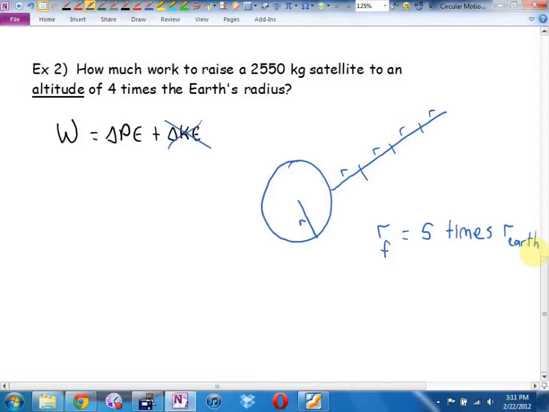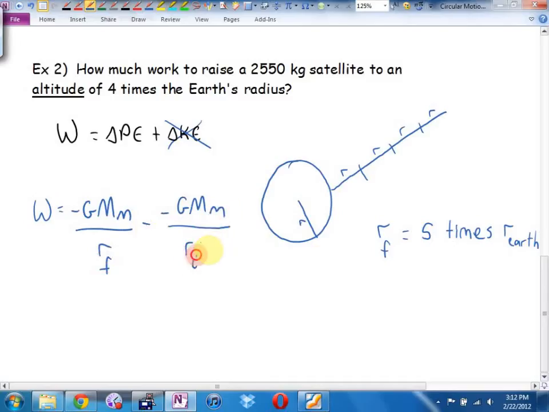Could you take it from here, Emily? It would be negative big G, big M, little m, all over R final, minus negative big G, big M, little m, all over R initial, where R initial is the radius of the Earth, 6.38 times 10 to the 6th. R final would be 5 times radius of the Earth, because it's 4 altitudes plus one more.